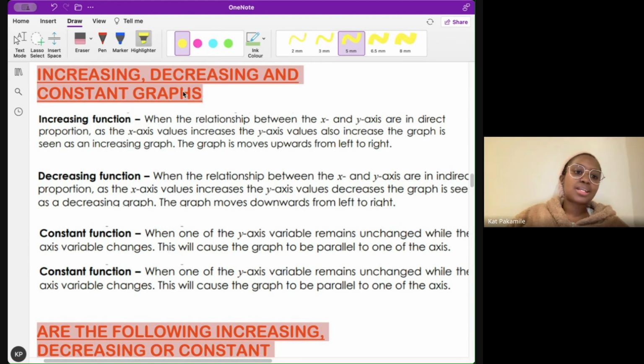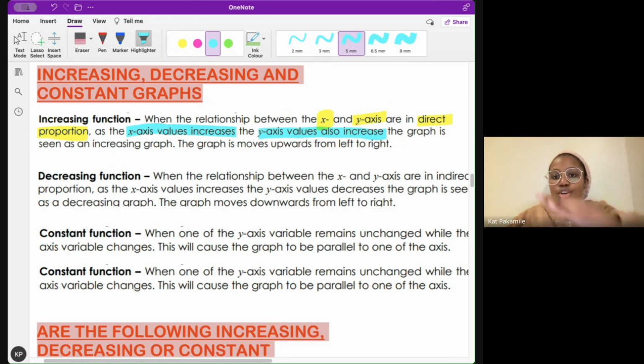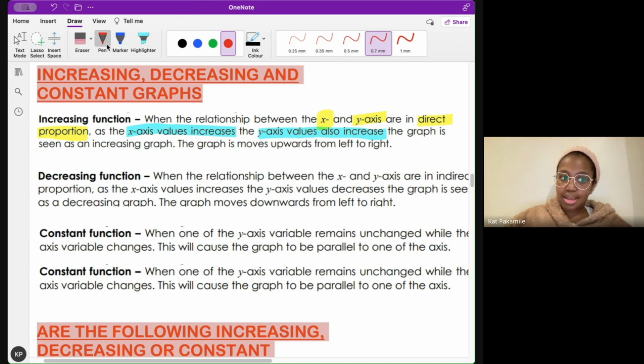Now we're going to speak about increasing, decreasing, and constant graphs. Now, let's look here. Okay, when the relationship between the x and the y-axis are in direct proportion, this is an increasing function. Now, to remind us what direct proportion means, I have it over here. As the x values increase, the y values will also increase. So your graph will look like so, increasing graph, okay?